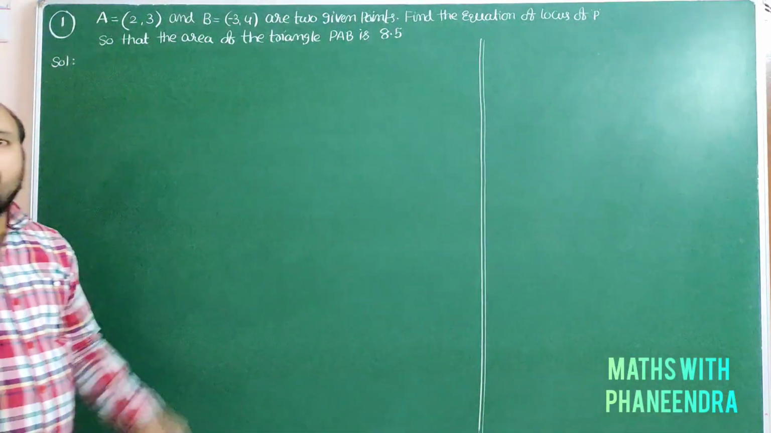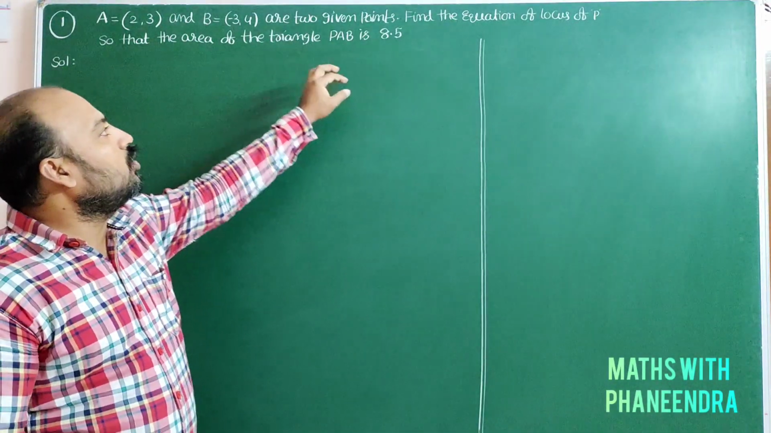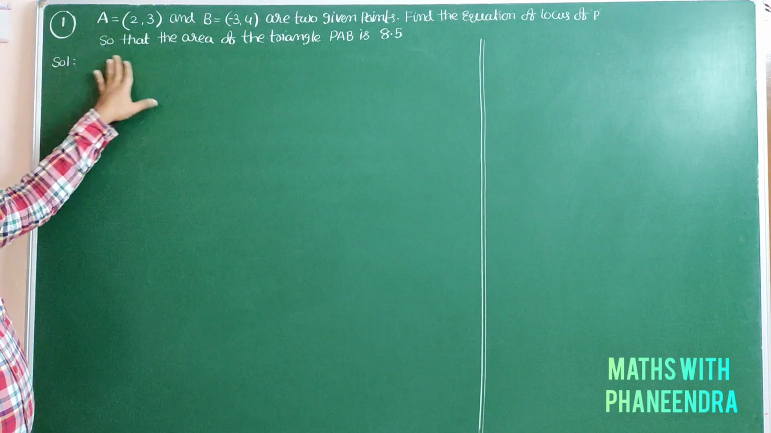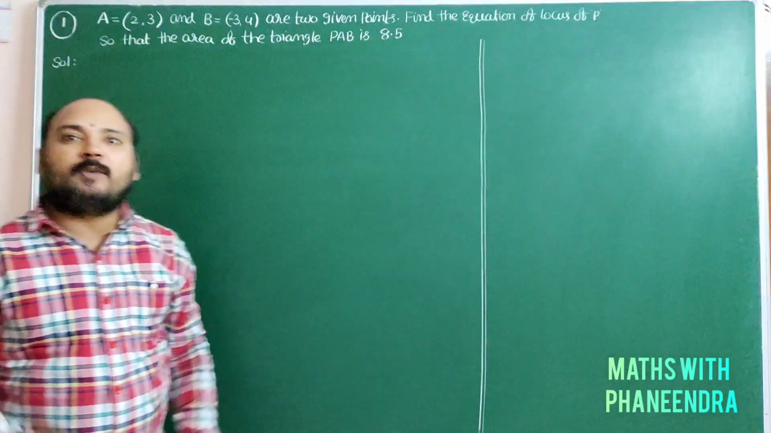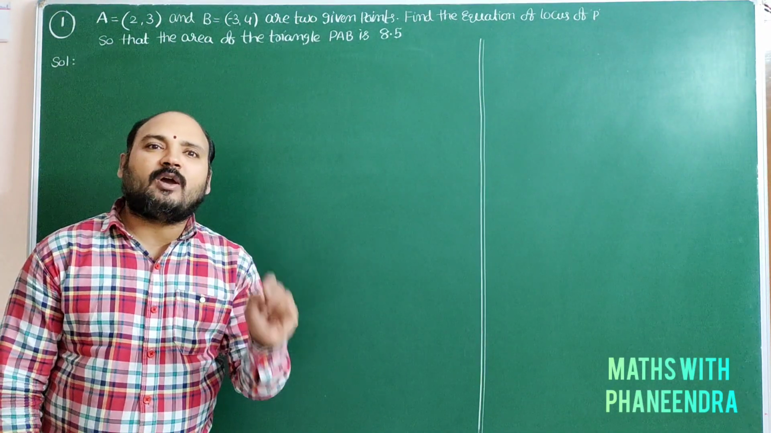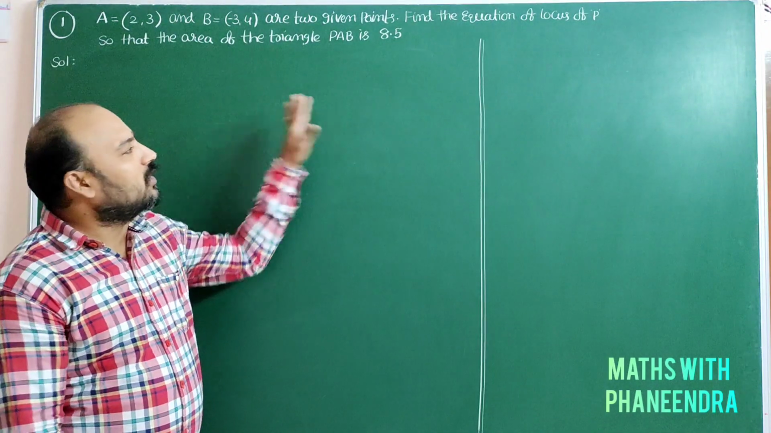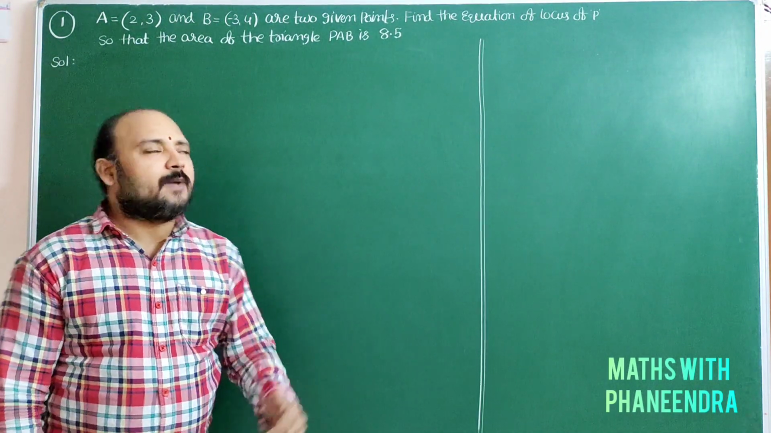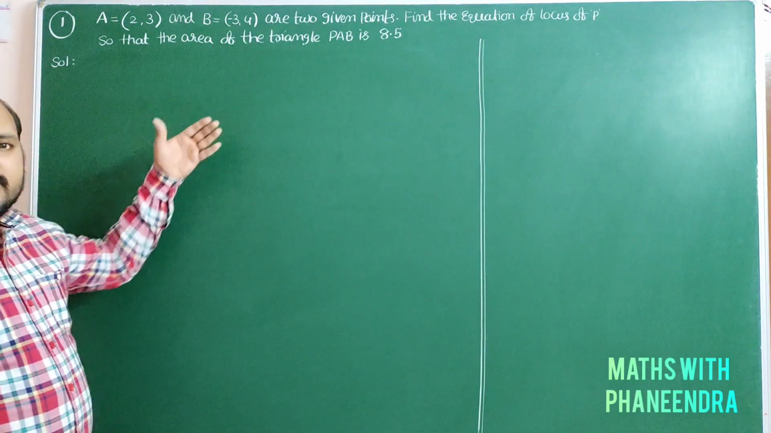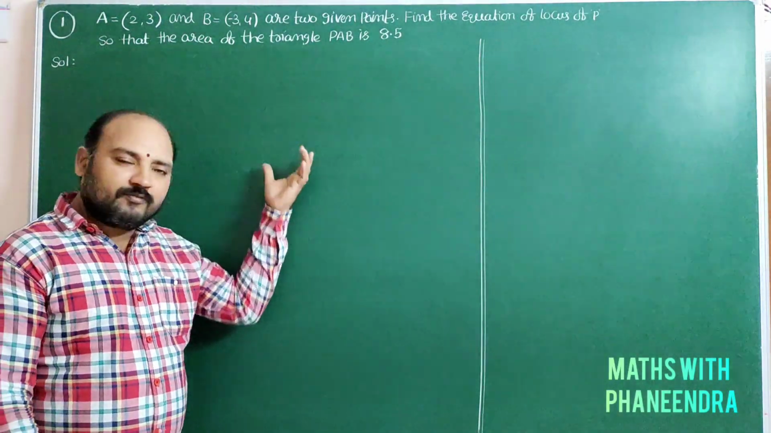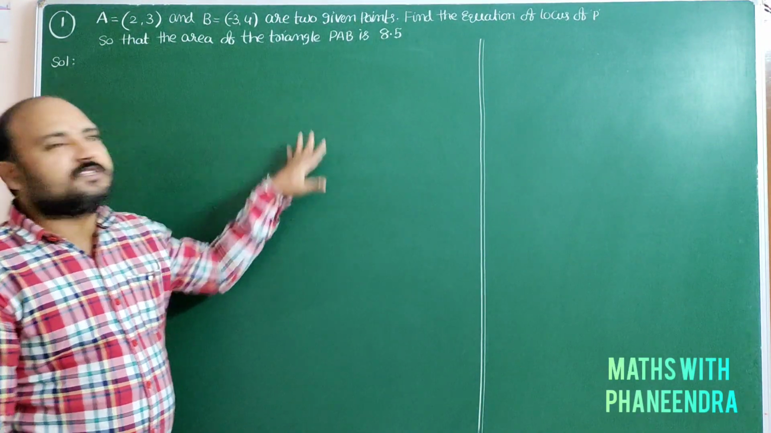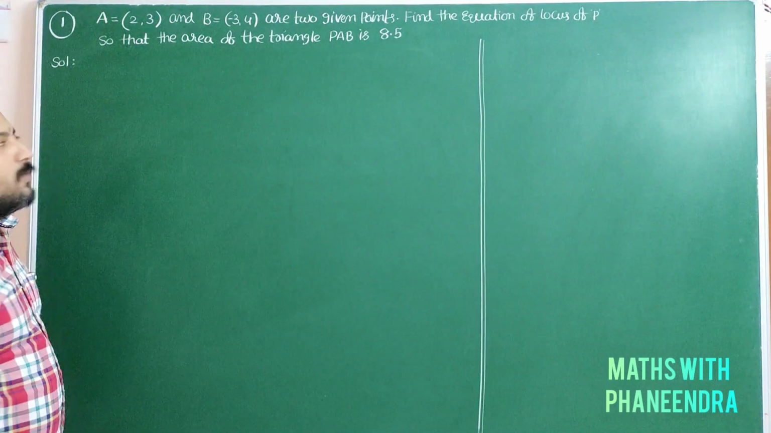A equal to 2 comma 3, B equal to minus 3 comma 4 are two given points. Find the equation of locus of point P so that the area of the triangle PAB is 8.5. For all the locus problems, first step is let P of x comma y be any point on the locus. Second step, write the given points. Third step is the geometrical condition. From the fourth step onwards, we will simplify that geometrical condition and get the locus. This is the procedure, this is the algorithm to solve these types of problems.